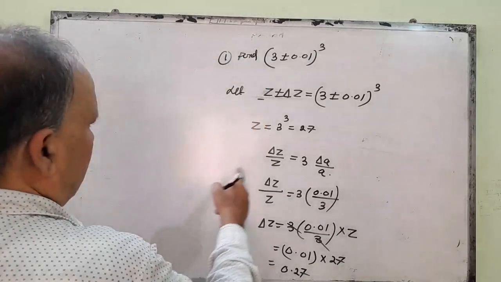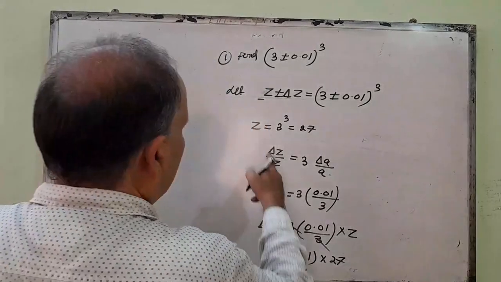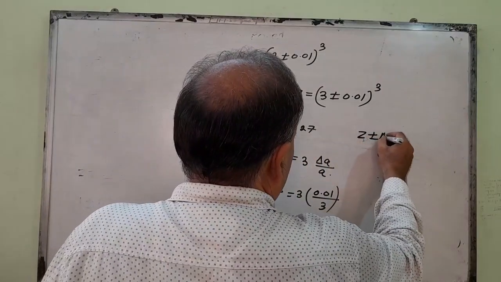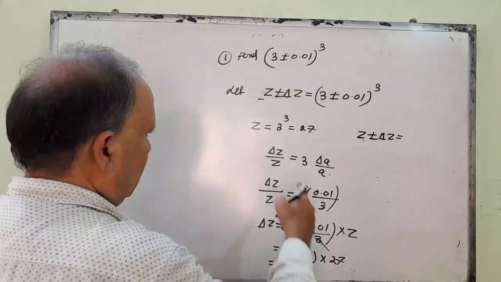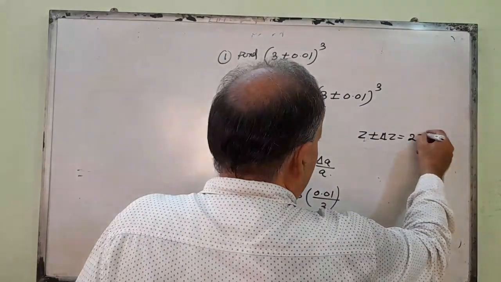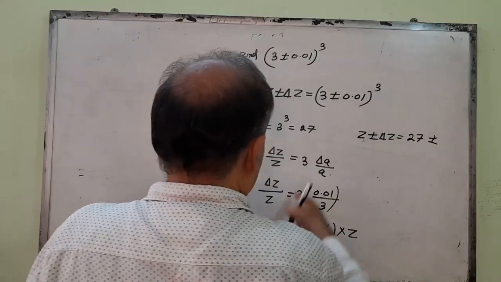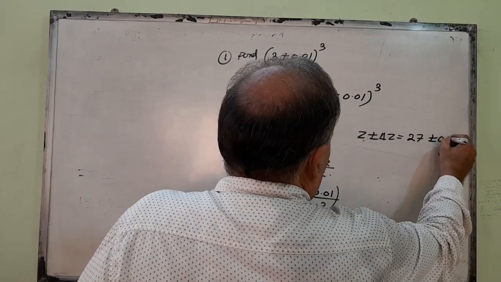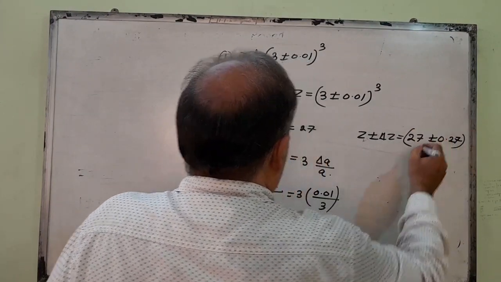0.27. So our measurement is, we find delta z and we get z. So z plus minus delta z is equal to what? That is your 27 plus minus delta z. Delta z is your what? 0.27. This is the answer.